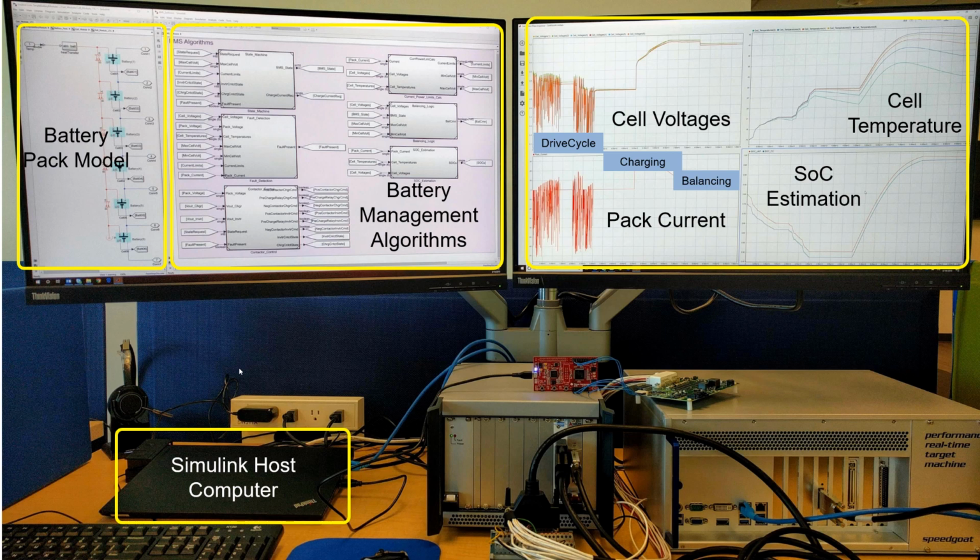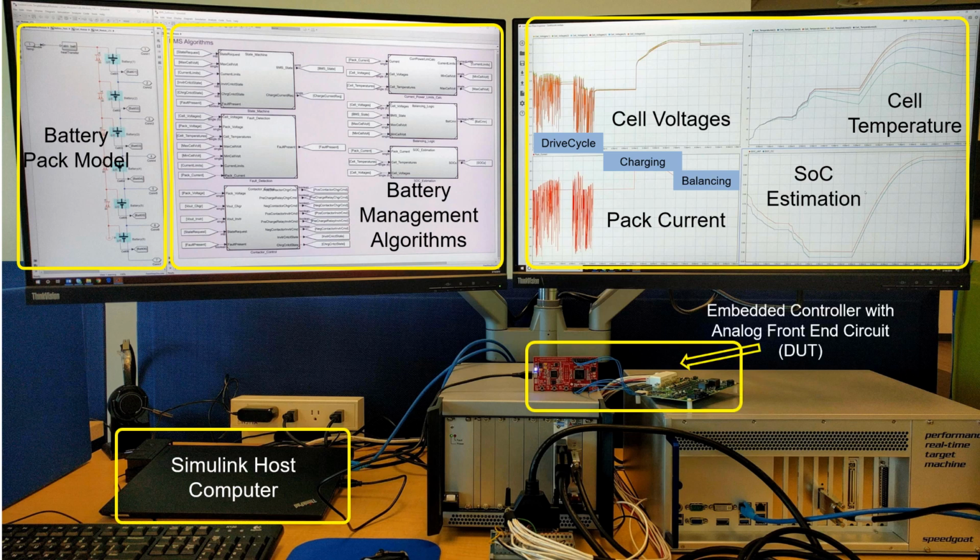After successful desktop simulation, we deployed the BMS algorithms onto an embedded target along with required peripherals for measuring cell voltages and currents. Now we need to test functionalities of embedded target, or commonly called ECU, in real time with all physical peripherals including fault conditions more thoroughly. To perform this test, we have two choices.